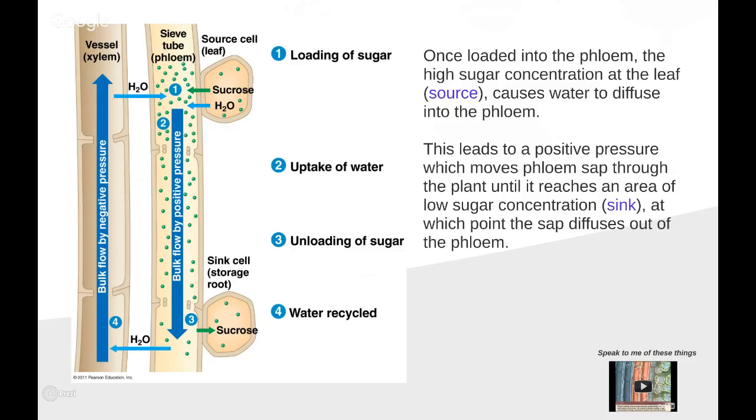So once loaded in the phloem, the highest sugar concentration in the leaf causes water to diffuse into the phloem. This leads to high pressure or positive pressure, which moves sap through the plant until it reaches an area of low sugar concentration, in which then the sap diffuses out of the phloem, basically where the plant needs that sugar.